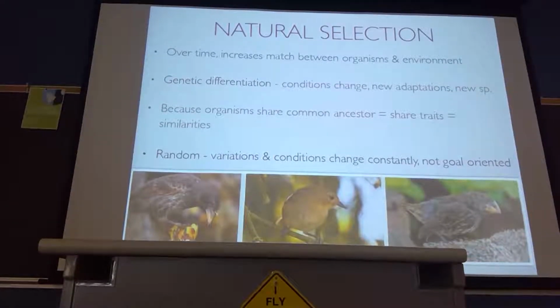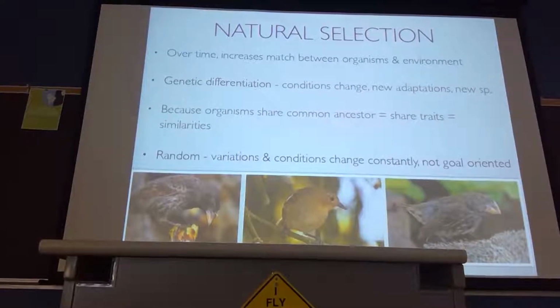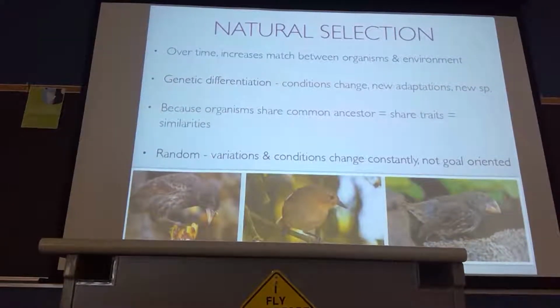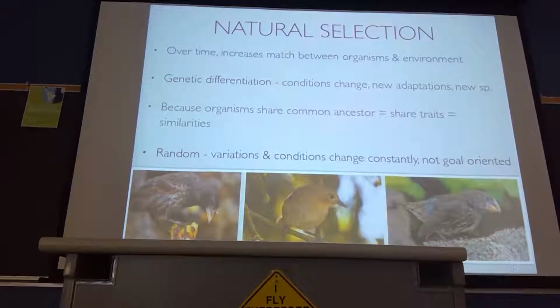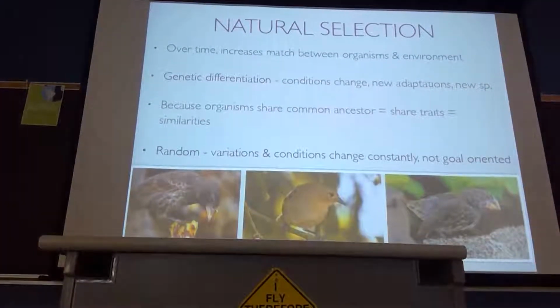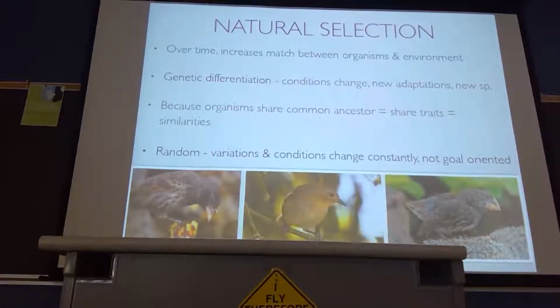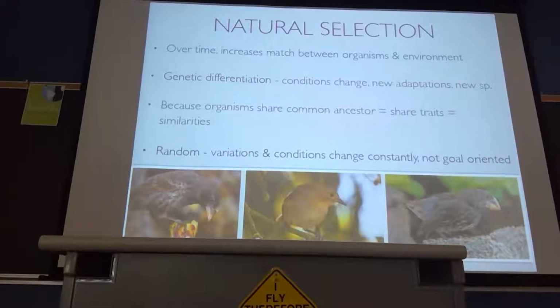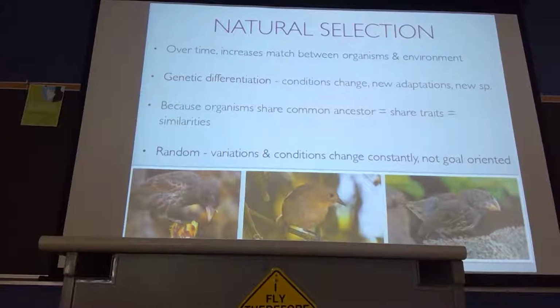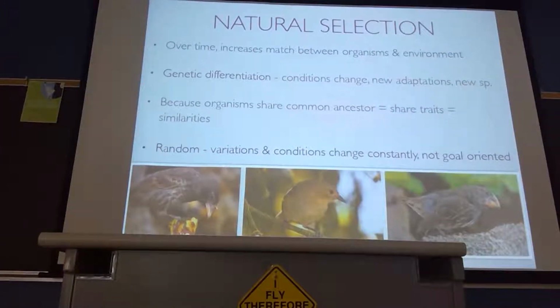Natural selection gives us genetic differentiation between organisms within a species and between different species. You will get different organisms over time as conditions change. Within a given species, as conditions change and as interactions between organisms change, you'll get new adaptations, and different traits will become adaptive or maladaptive over time.